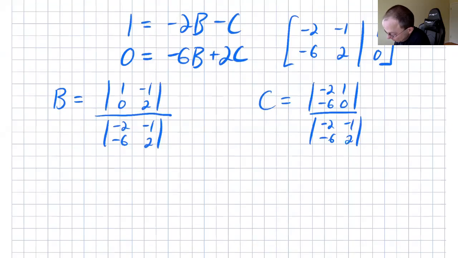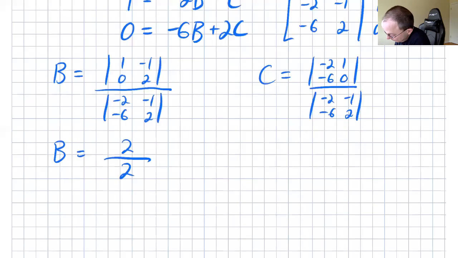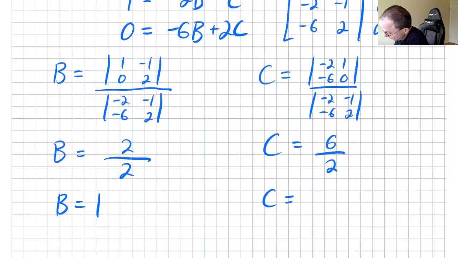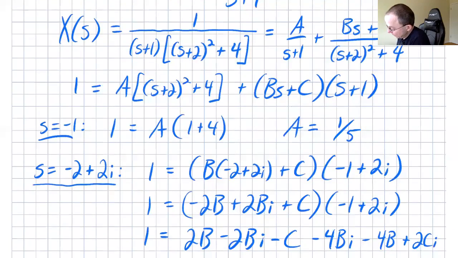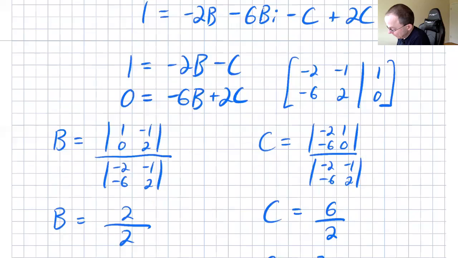So b is equal to 2, and then we have minus 4 plus 6, which is 2. So b is equal to 1. And the c is equal to 6 divided by 2. So c is equal to 3. Okay. So a is 1/5, and then now we have the b and the c.